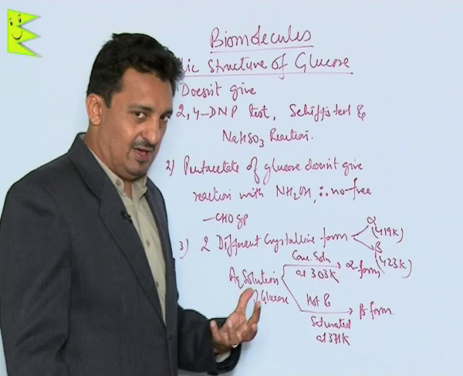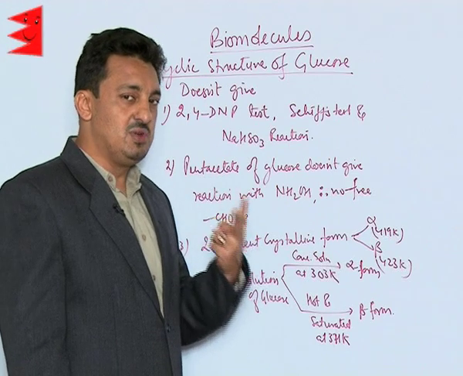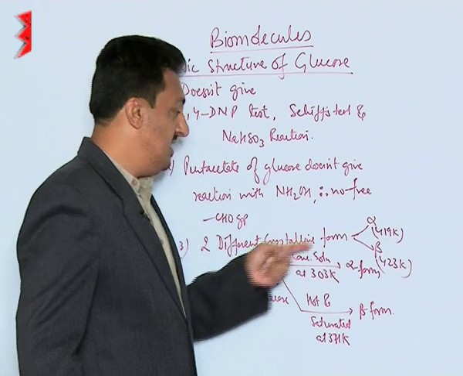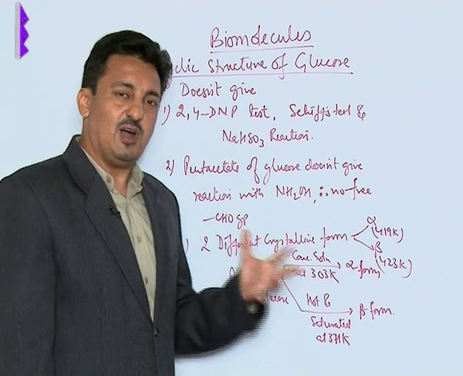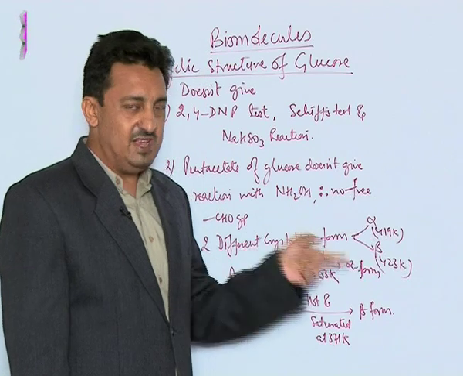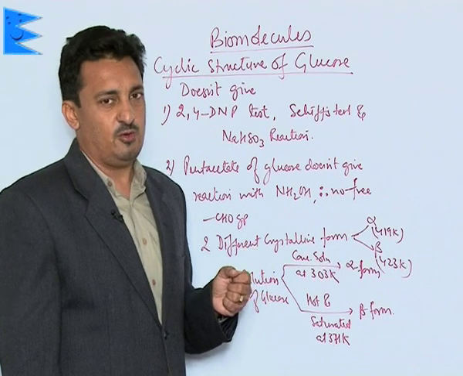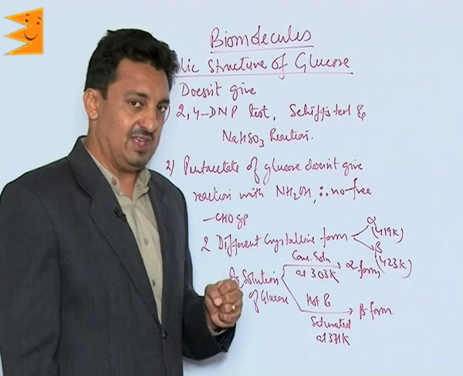Then another fact came out, that glucose exists in two different crystalline forms, which are called alpha glucose and beta glucose. Alpha glucose has a melting point of 419 Kelvin, whereas beta glucose has a melting point of 423 Kelvin. Now, how are they obtained? They are obtained also differently.